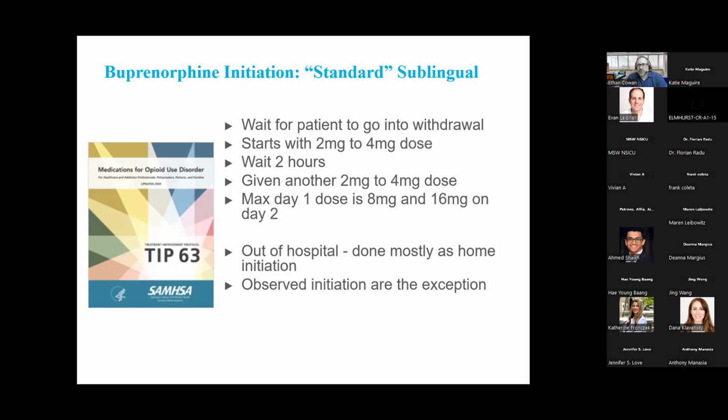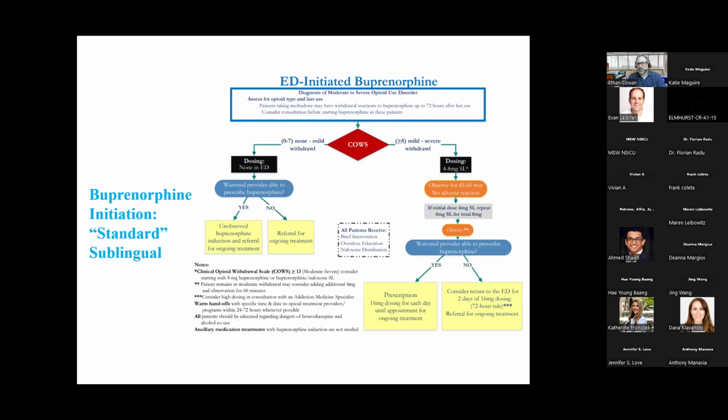We waited for the patient to go into withdrawal. Maybe we did a washout, saying, don't use drugs for 12 to 14 hours and then come back. We'll start you with 2 milligrams of buprenorphine, wait a couple hours, give you another 2 to 4 milligrams, with a max day 1 dose of 8 milligrams and a max day 2 dose of 16 milligrams. Initially, this was done as observed initiations. Most times nowadays, this is done as outpatient unobserved initiations, but this was all pre-fentanyl. This protocol tends to be a little too low and a little too slow for what we're seeing now in the fentanyl age.